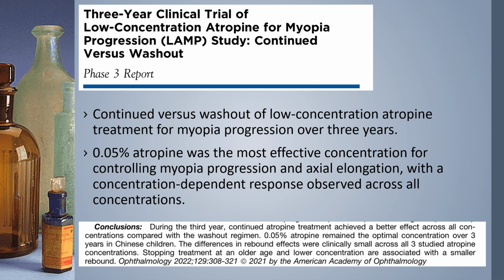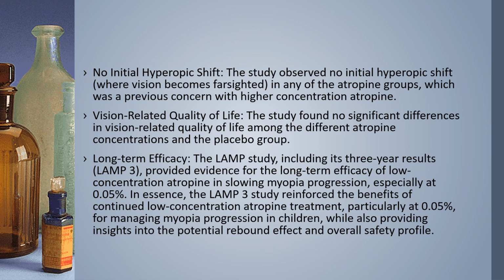Obviously, they felt that 0.05% was the most effective concentration, with a concentration-dependent response. And the key finding was that there was no initial hyperopic shift in any of the atropine groups, which was a previous concern with very high concentration atropine. So once you are using 1% atropine, the problem is that your accommodation will be completely suspended. Also, they did not find any significant differences in vision-related quality of life among different atropine concentrations when compared with placebo groups. Now comes the most important part, that was the long-term efficacy with low concentration atropine.